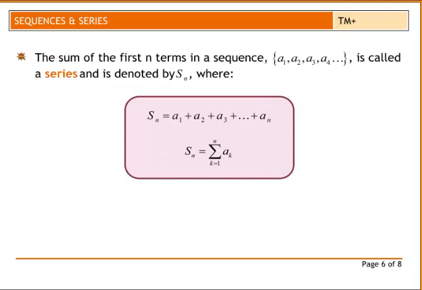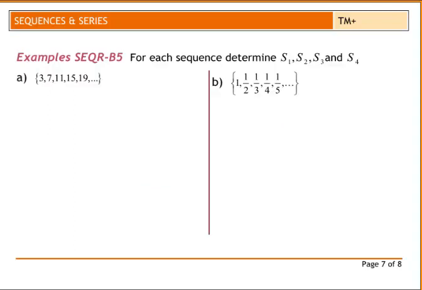The sum of the first n terms in a sequence, so a1, a2, a3, a4, is called a series, and that's denoted by S subscript n. Okay, so Sn is going to be a1 plus a2 plus a3 all the way up to an, which we can use sigma notation to represent: the sum of a of k from k is 1 up until n. So let's look at some examples here.